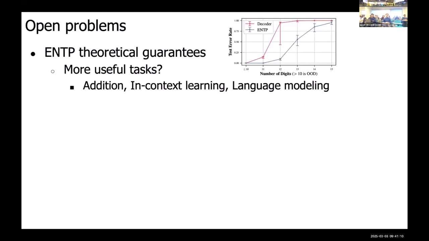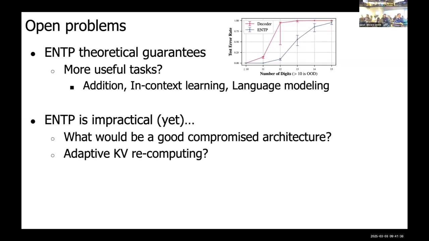A few open problems. I think our theoretical guarantees are still kind of limited. We didn't identify many useful tasks that live in the E-D part. In practice, we tested something we found relevant: addition, in-context learning, small language modeling. We also found that encoder-only transformer, although less general, is much better than decoder-only transformer. So that's also something we found interesting. There are no theoretical guarantees, so working on those things is important.